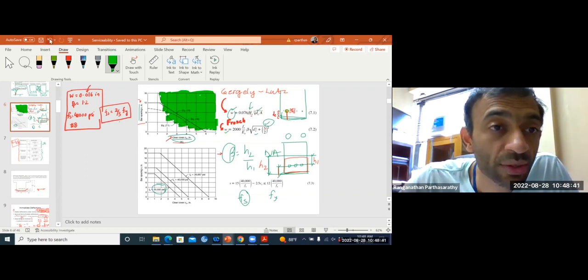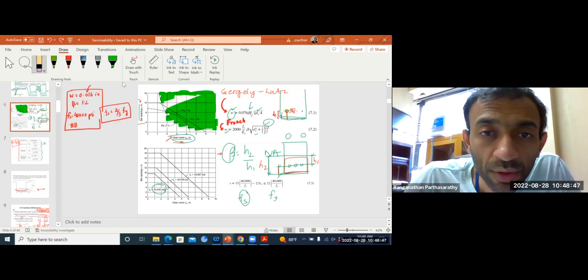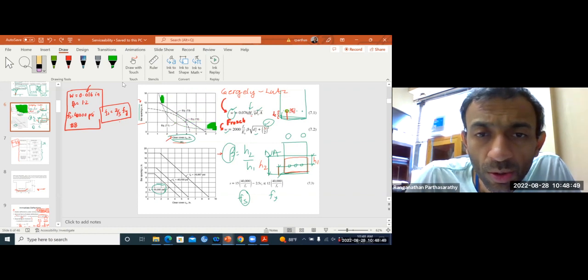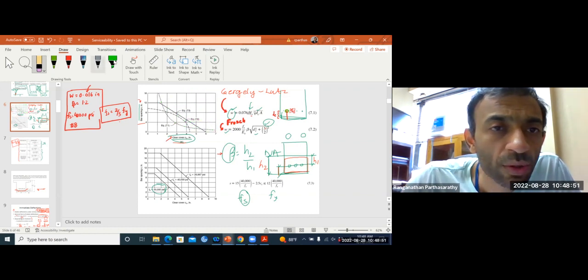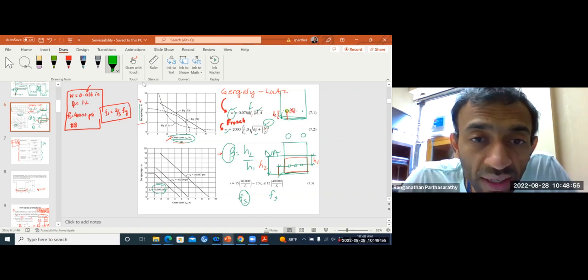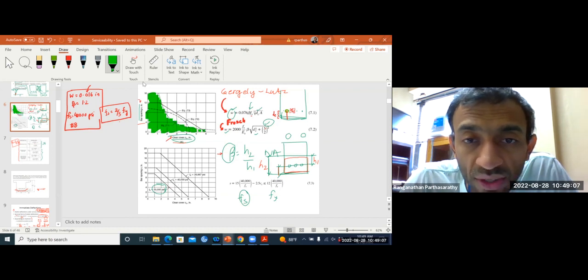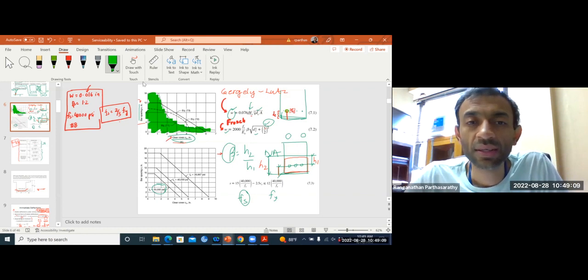Oh, I'm sorry, I drew the reverse. Let me just erase it. So for 7.1, for a given clear cover, your bar spacing should be within that value. So sorry, you should be within this. You cannot exceed that value. So that is your value for 7.1.